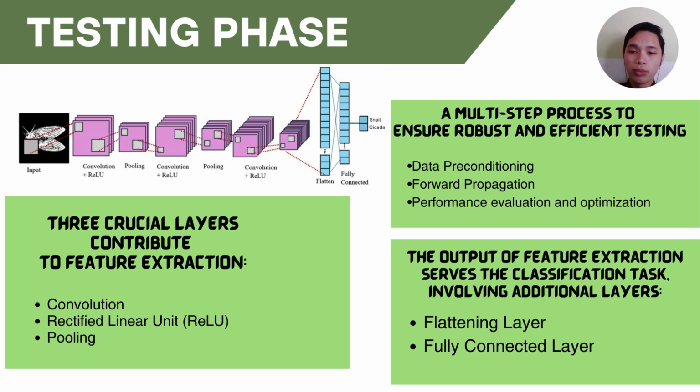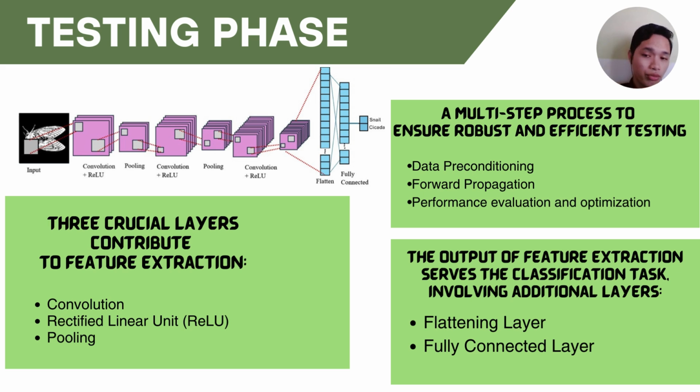Next is pooling. The pooling layer reduces the feature maps of the convolution layer, retaining valuable information while reducing spatial dimensions. This makes the network more resilient to input variations like shift or distortion. The output of the feature extraction serves the classification task, involving additional layers, which is the flattening layer. The flattening layer converts multi-dimensional feature maps into a one-dimensional vector, preserving spatial information for a traditional neural network structure and enabling one-dimensional input.